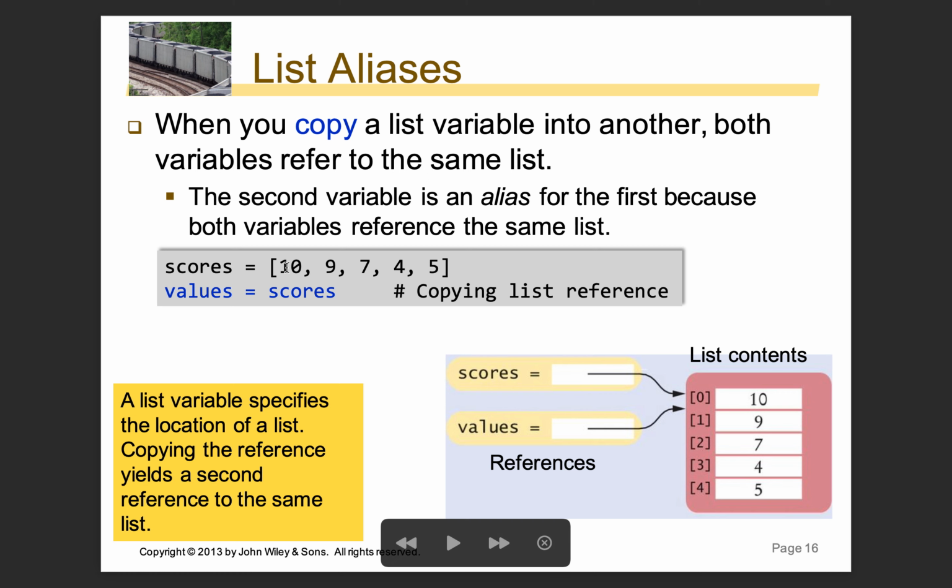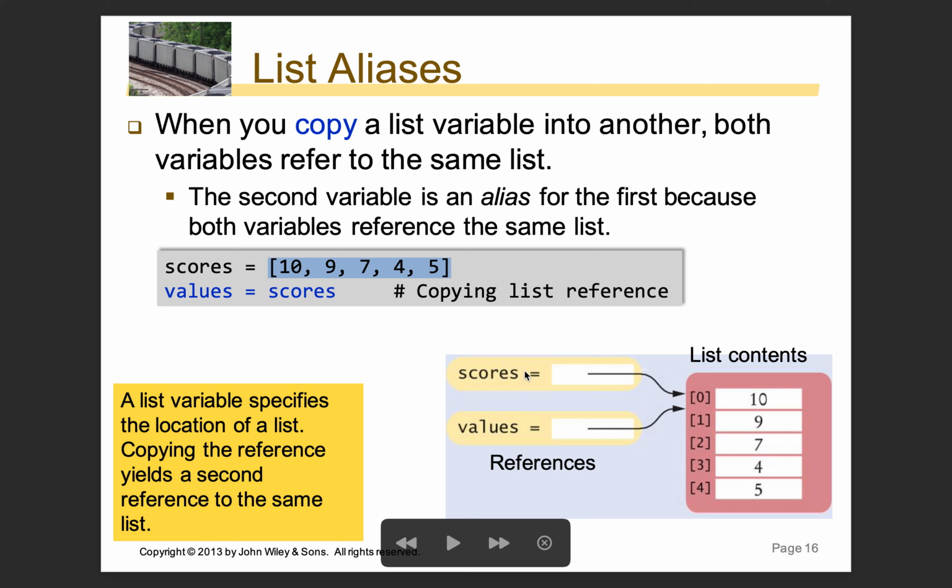So here we've got scores equals 10, 9, the list containing the elements 10, 9, 7, 4, and 5. Okay, so scores holds a reference to the memory location holding the data 10, 9, 7, 4, and 5. If we declare a new variable called values and assign it scores, we actually assign it the reference to this list. We don't create a copy of this list in memory and give values a reference to that new list. We haven't copied this list at all. We've copied the reference to that list.